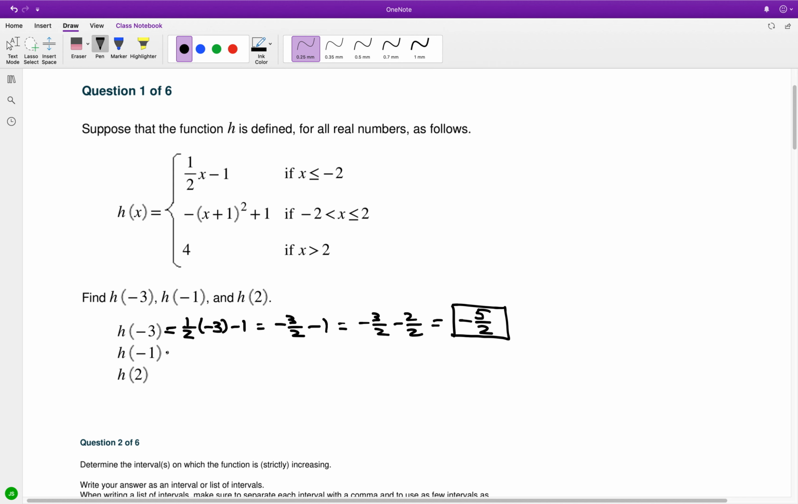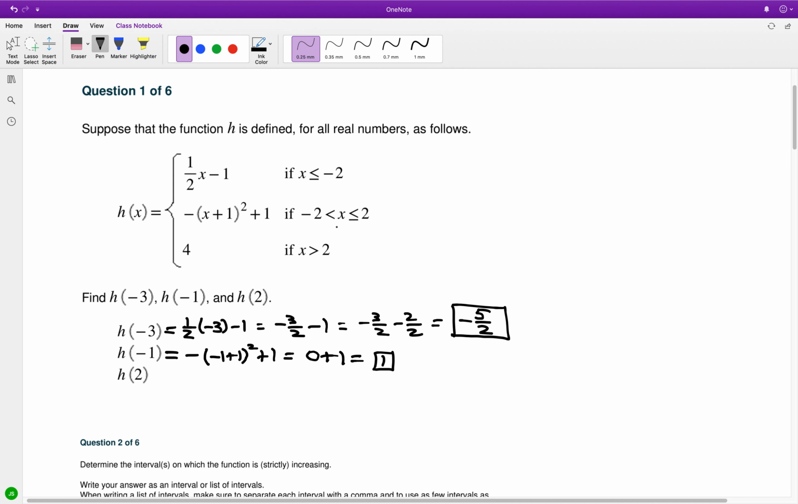Now h of negative 1 is going to be between negative 2 and positive 2. So negative 2 is less than negative 1, which is less than or equal to 2. In this case, we're going to apply this particular part of the function. So we have the negative of negative 1 plus 1 quantity squared, followed by the addition of 1. Negative 1 plus 1 is 0, and 0 plus 1 is equal to 1. So h of negative 1 comes out to positive 1.